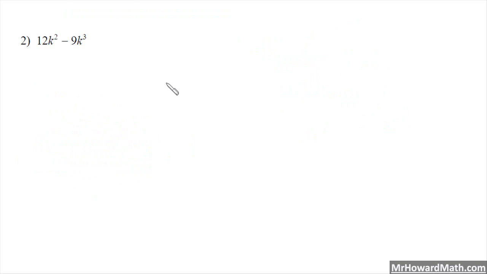Okay, the second example here, we're going to do the same thing. We're going to look at the coefficients and any constant terms. We don't have constant terms here, so we're just looking at coefficients. So I ask myself, what's the biggest number that I can divide out of 12 and 9? That would be a 3. So that's the biggest number that I can divide out of 12 and 9. And now look at your variable terms.